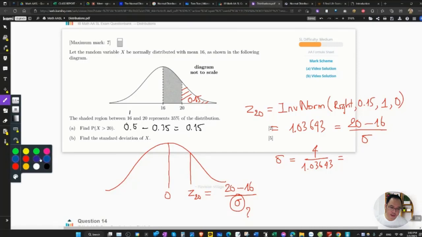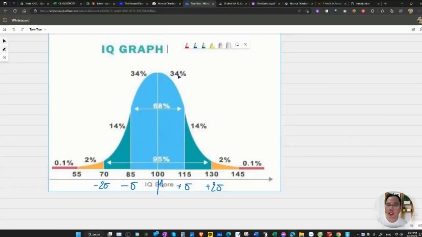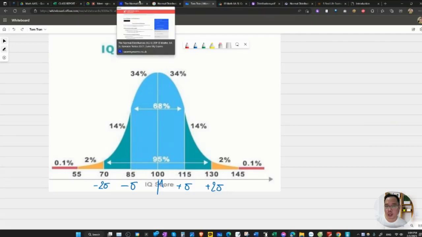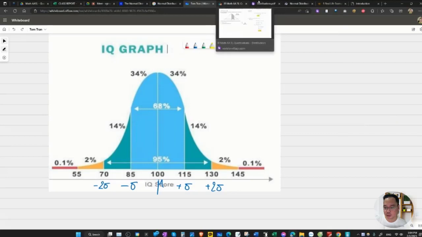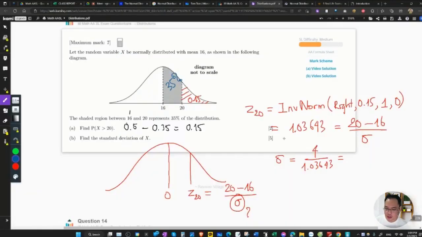Because you see that this area is approximately 34% in the normal distribution, meaning the value 20 is about 1 standard deviation from the mean. And from the inverse normal, the value is a little bit greater than 1 standard deviation. The z-score here is 1.036. It means the difference between the 20 and the 16 value is 1.036 times the standard deviation. So the sigma value I got is 3.86.